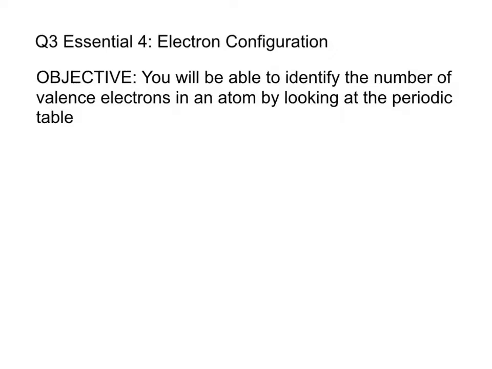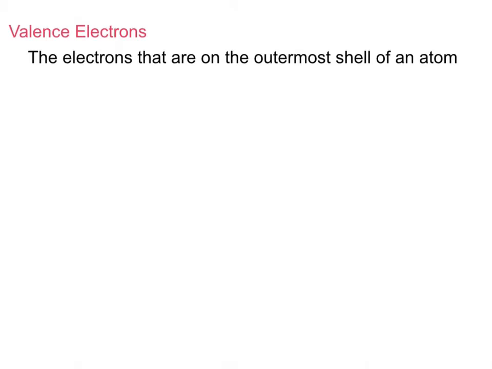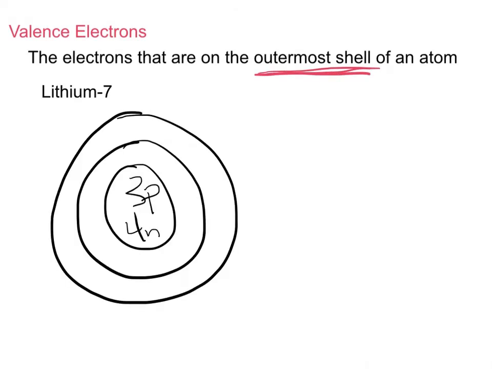By the end of this video, you will be able to identify the number of valence electrons in an atom by looking at the periodic table. Valence electrons are the electrons that are on the outermost shell of an atom. For example, let's look at the lithium-7 isotope.